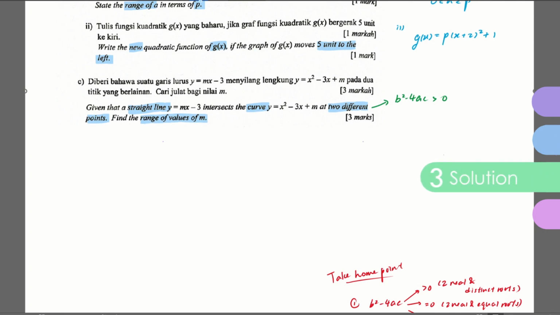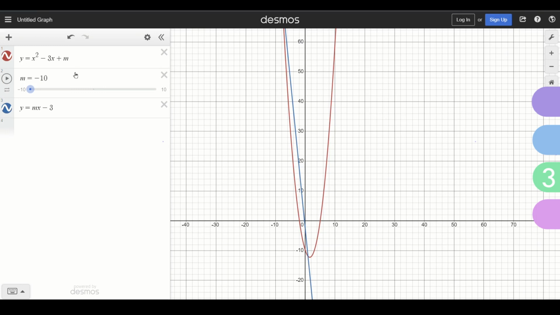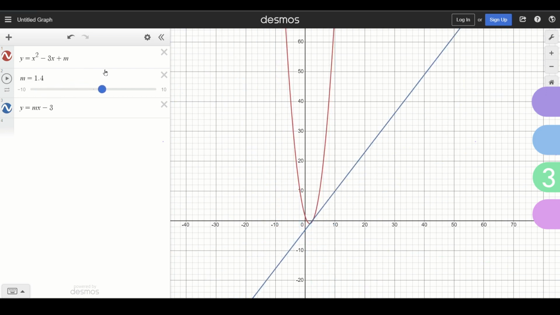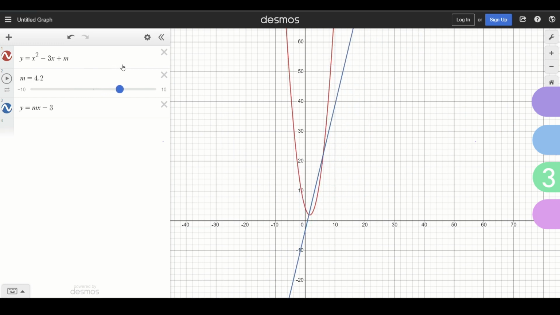So to understand this better, I will put the line and the curve's equation into Desmos. So the red line is the curve, the blue line is the straight line. So if I adjust the value of m, you can see that sometimes it intersects at 2 points, sometimes it doesn't, and it goes back to intersect 2 points again. So we need to find all values of m for which the line intersects the curve 2 times.